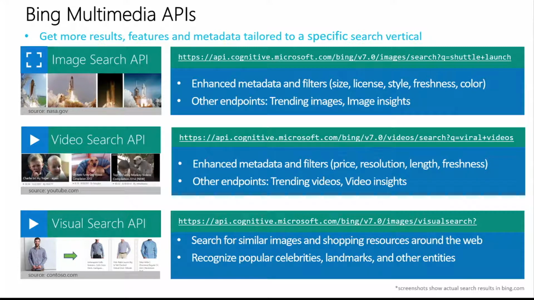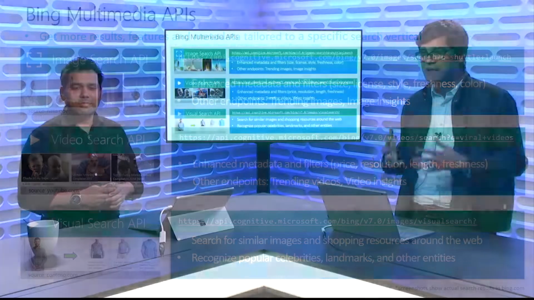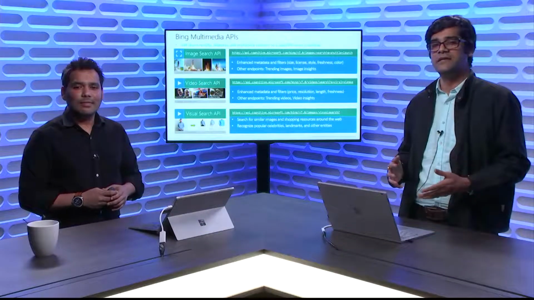We have 3 different APIs here. As you can see, we have image search API, video search API, and visual search API. When you think about these APIs, they're not just API endpoints, they're like a suite of capabilities. So for example, the image search API has 3 different endpoints. The first endpoint is basically when you query something using text. For example, NASA, you will get images from NASA.